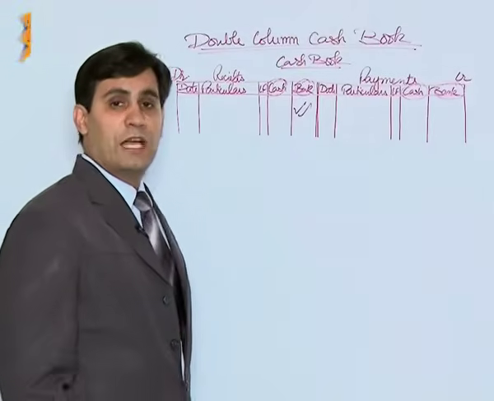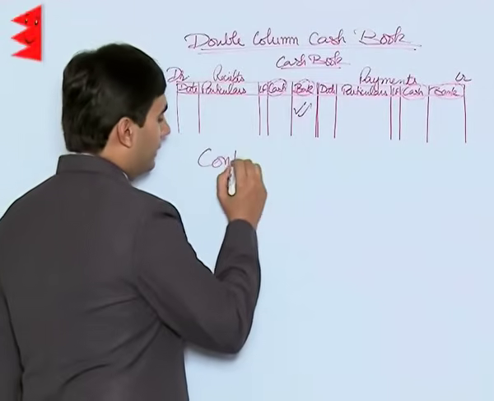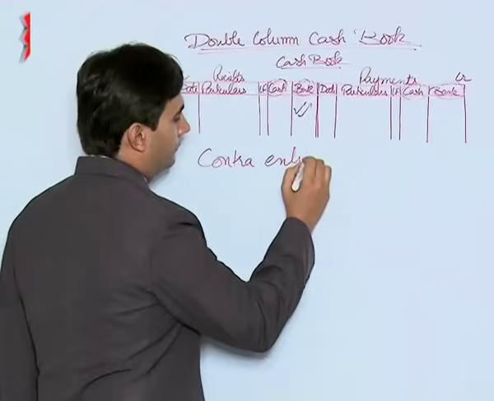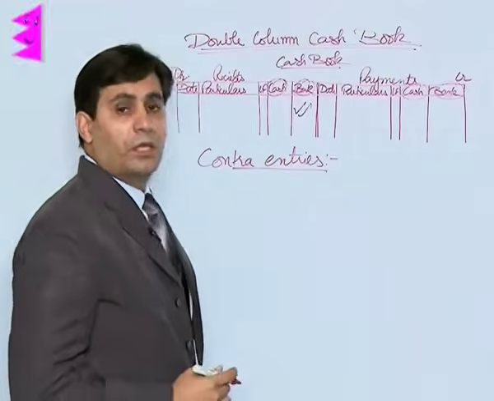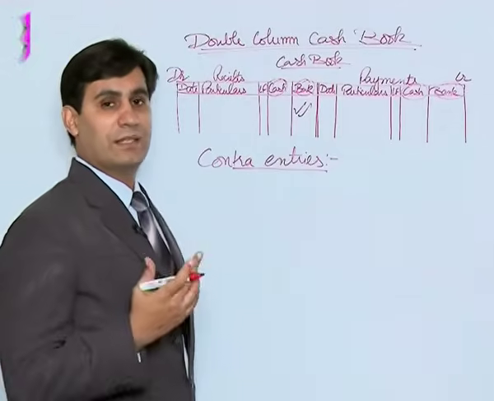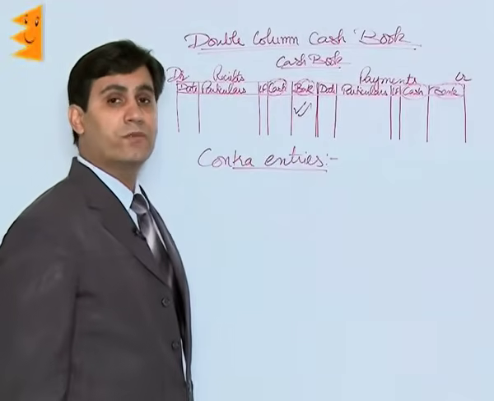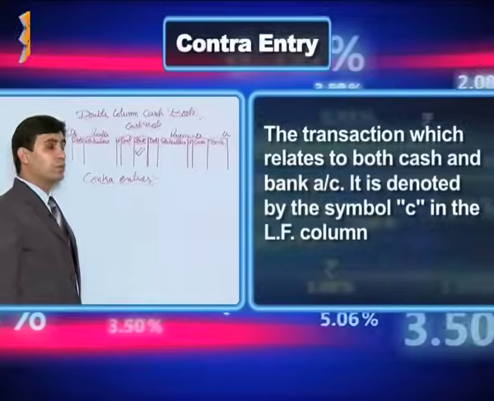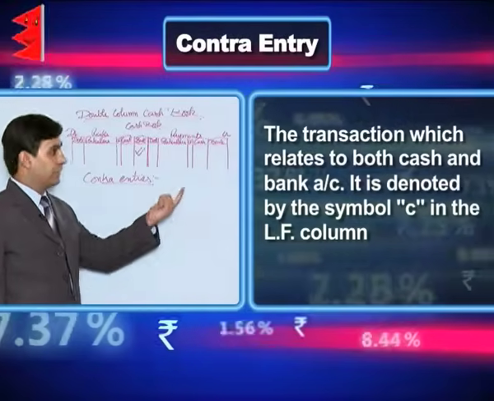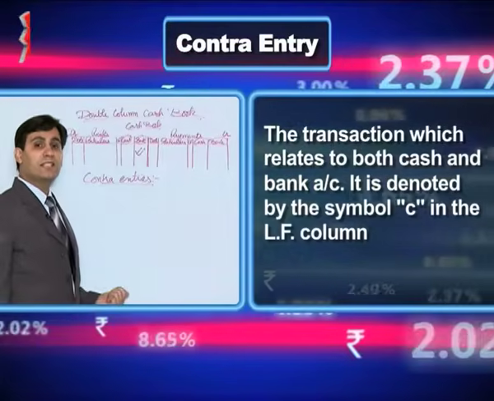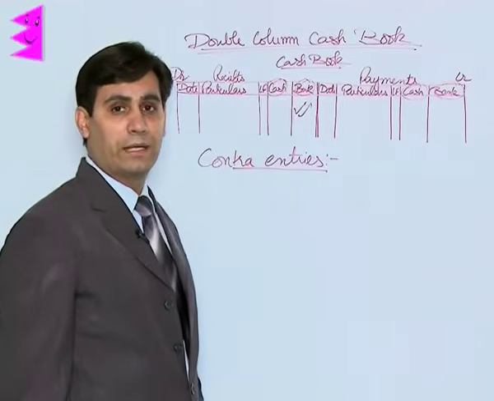Now in this double column cash book, there are two special entries. They are referred to as contra entries. Now what is special about them? Usually all the entries are recorded on one side, either on the receipt side or on the payment side. But in case of contra entries, the entry or the posting is made on both the sides. That is, once in cash column and the other time in the bank column. Now these are the transactions in which both the accounts that are involved are cash and bank.